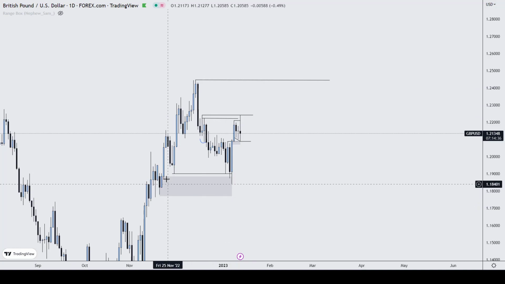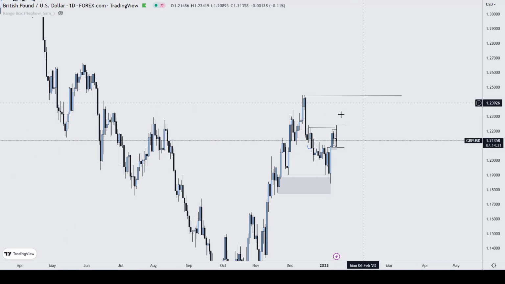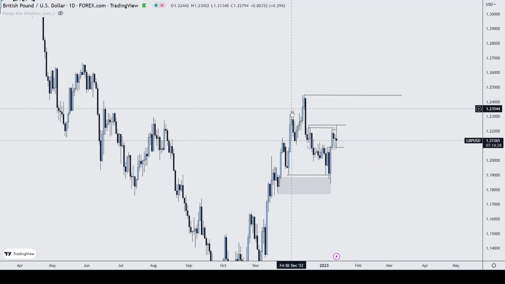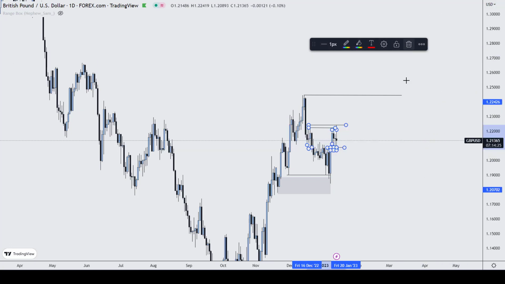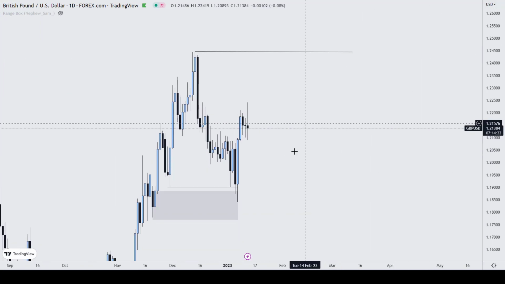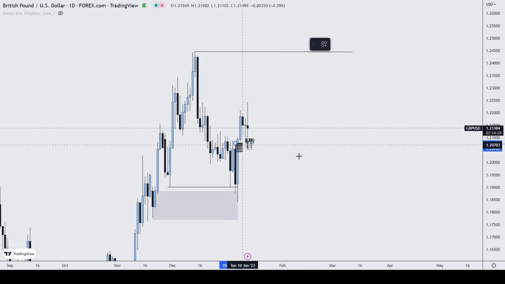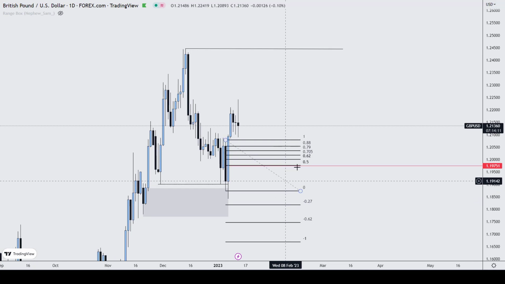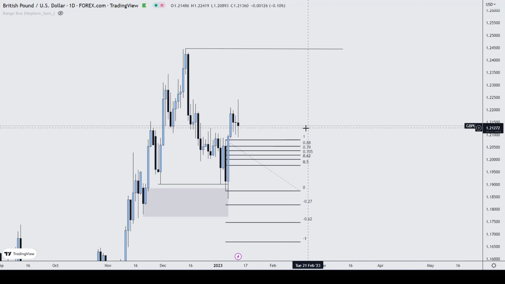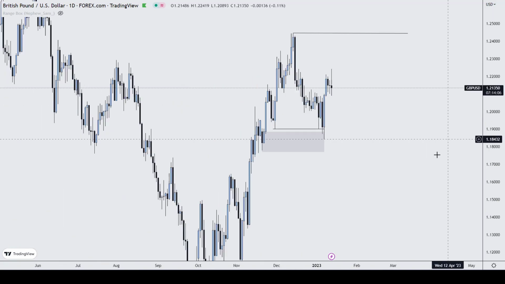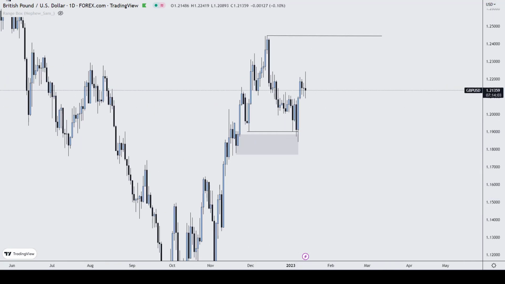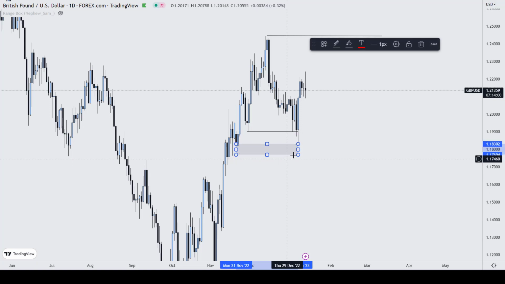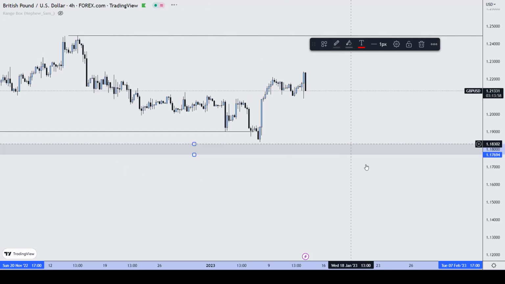Because guess what? This high failed to break this low. So I'm expecting this high to be broken. I'm not expecting this high to hold. What I'm really looking for is for market to come probably to the 50% of this daily OB, or even crawl even lower, to come back to finish this. Because I think on the 4 hour I've seen something.